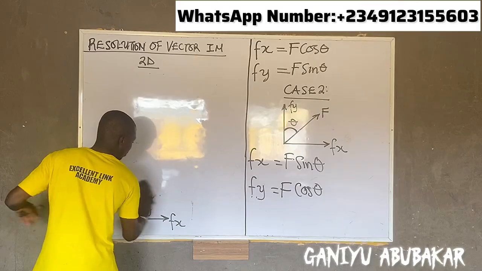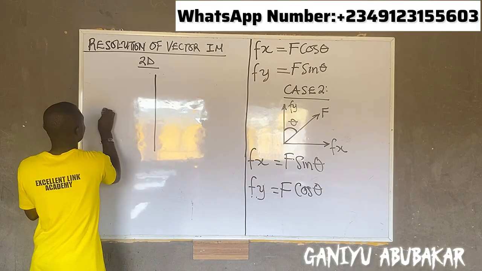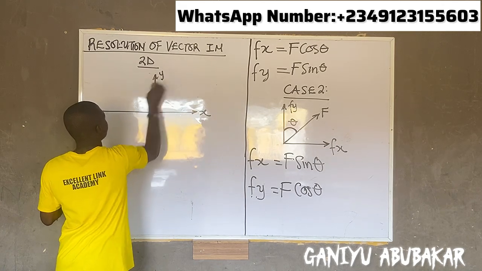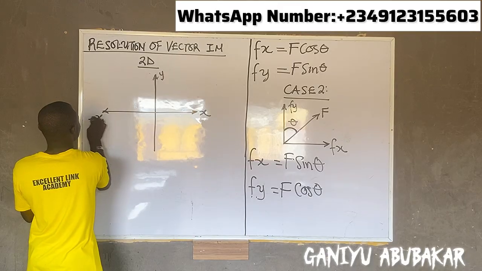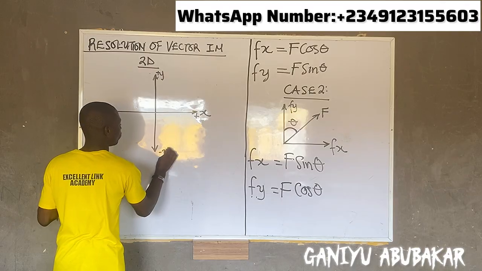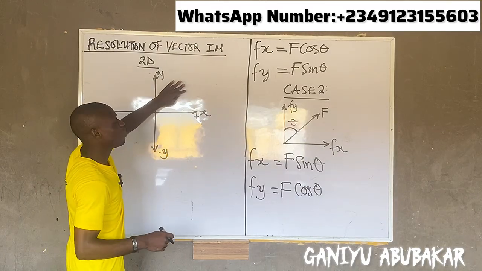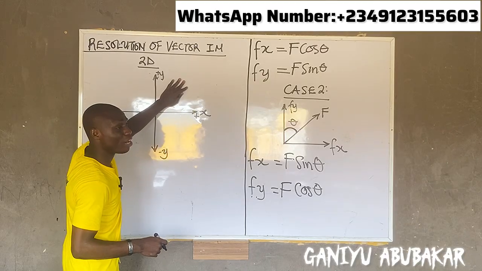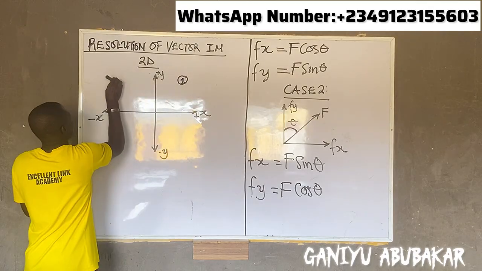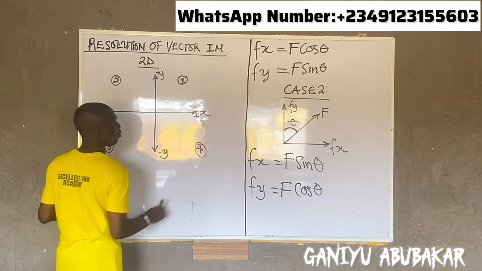Normally, if I have my graph this way, this is x, this is y, this is the negative x axis, positive x axis, positive y, and this is my negative y axis. Now, whenever you are resolving a force and an angle, this part is my first quadrant, second quadrant, third quadrant, and then the fourth quadrant.